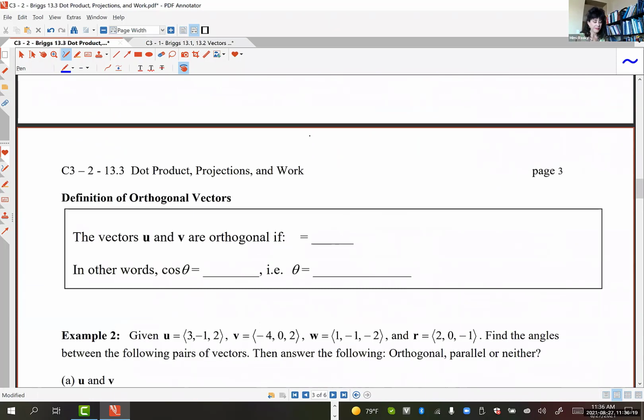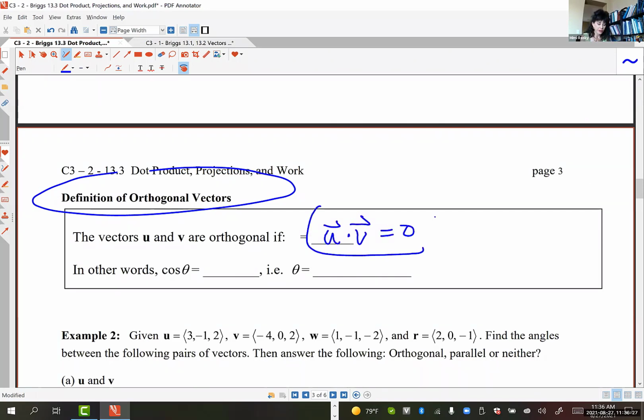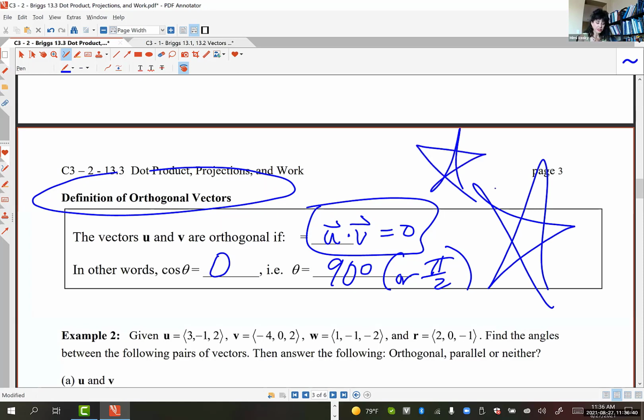Now let's define a very important definition for you. Orthogonal. Two vectors are considered orthogonal if u dot v is 0. In other words, the cosine of the angle between them is 0, and that angle is 90 degrees, or pi halves radians. This is key. We're going to use it for the rest of the semester.